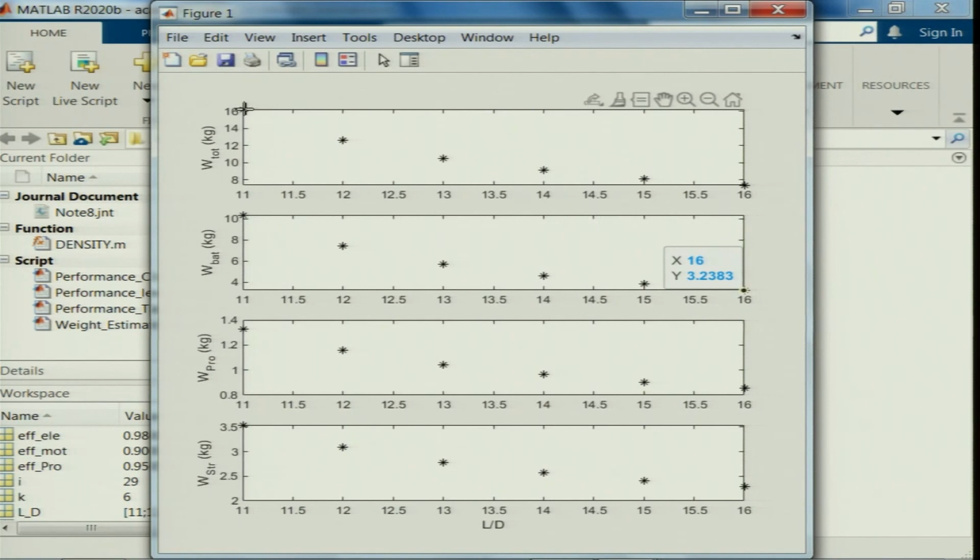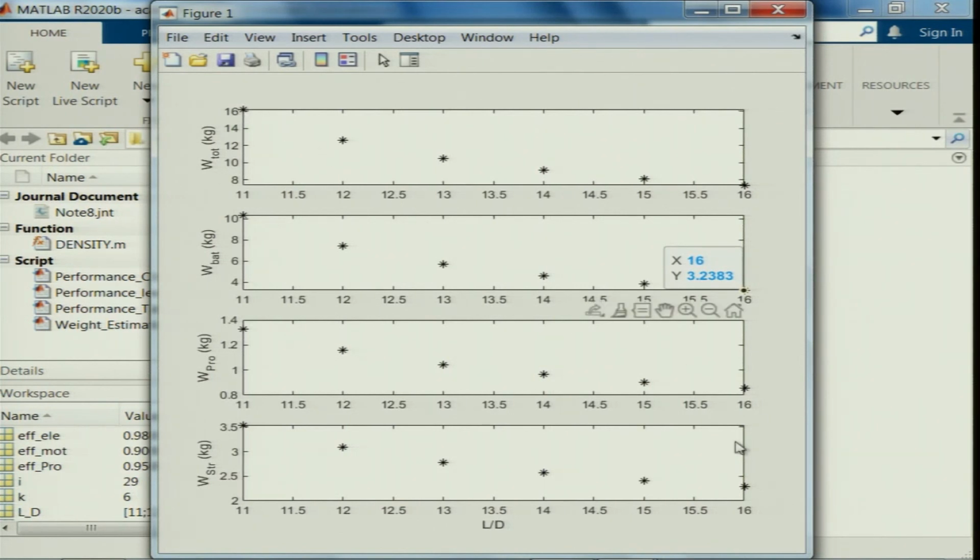So, when the L by D is say 11, see the structure weight increases to 3.5 kg, and the propulsion weight you will be carrying is about 1.3 kg. With the battery weight as high as 10 kg, you need to carry a battery which weighs about 10 kg here just to perform that mission, and then the overall total weight of the aircraft turns out to be about 16 kgs here.